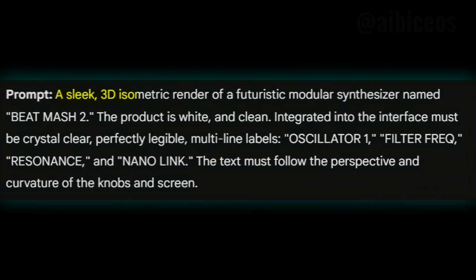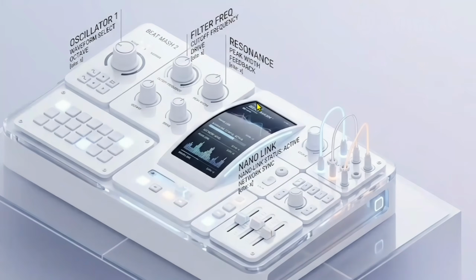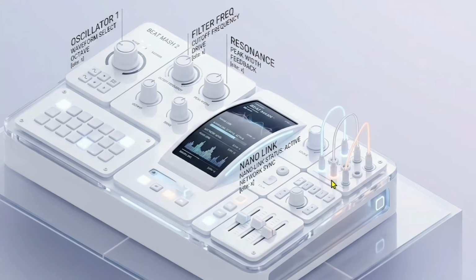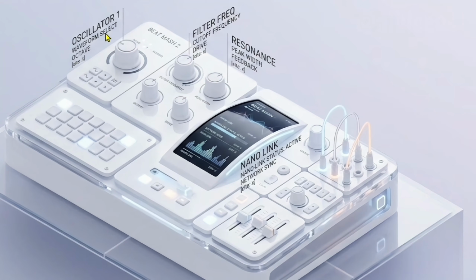Prompt: a sleek 3D isometric render of a futuristic modular synthesizer named Beatmash 2. Integrated into the interface must be crystal clear, perfectly legible multi-line labels, Oscillator 1, Filter Freak, Resonance, and NanoLink. And again, it created this hypothetical future product looking like a professional render. The text placement following the curve of the knobs is just perfect.